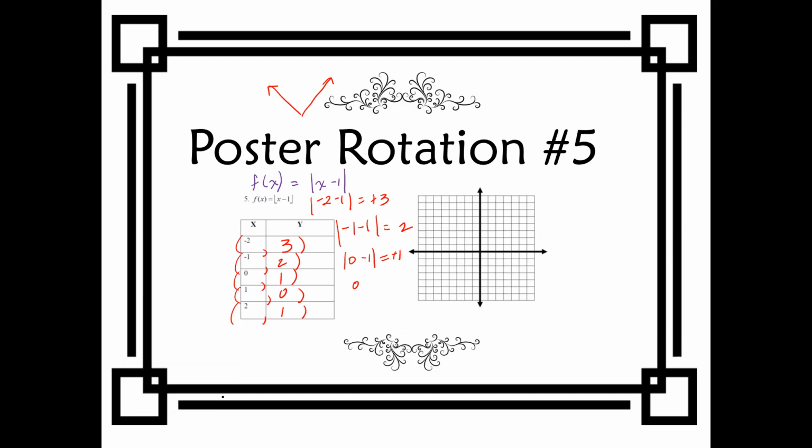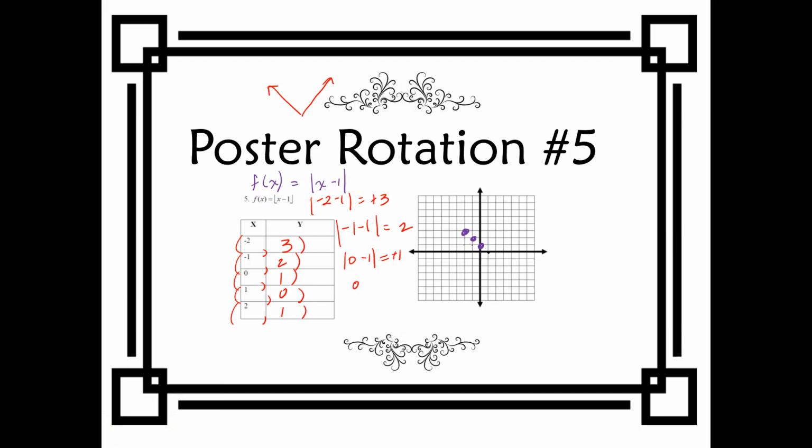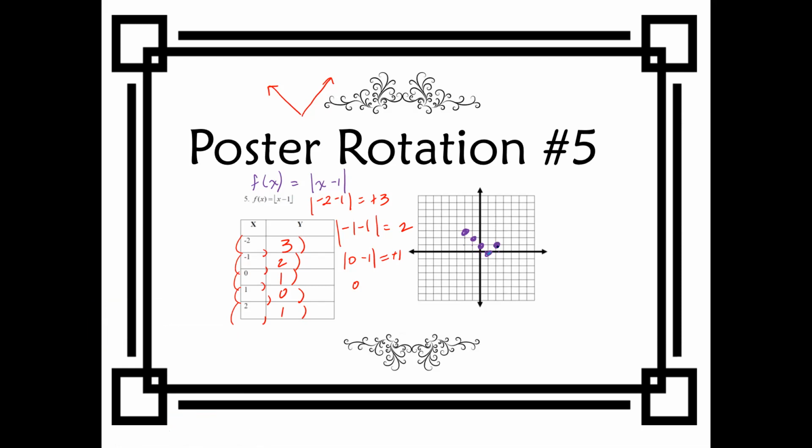Now that I have these points, let's graph them. So -2, 1, 2, 3, that's my first point. -1, up 2, 0, up 1, 1, 0. Actually, hold on a second. That's not correct. 1, 0, and then 2, 1. There we go. You can kind of see the V-shape already forming, and this is your absolute value.